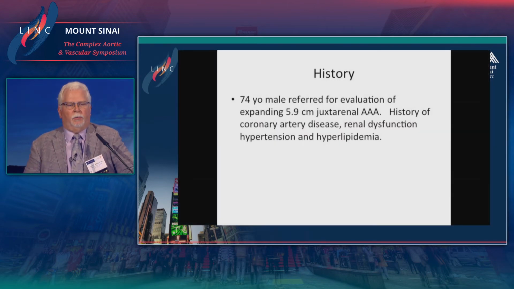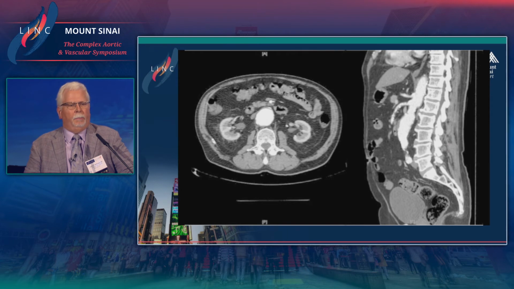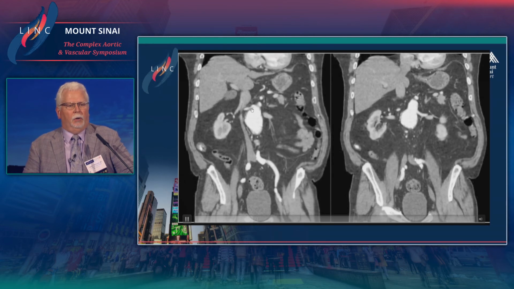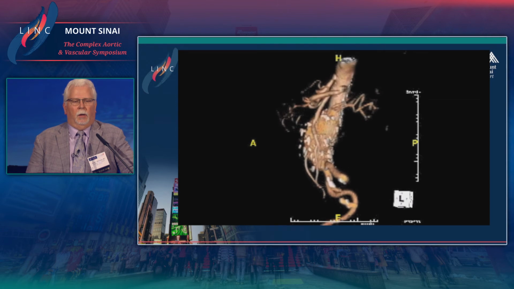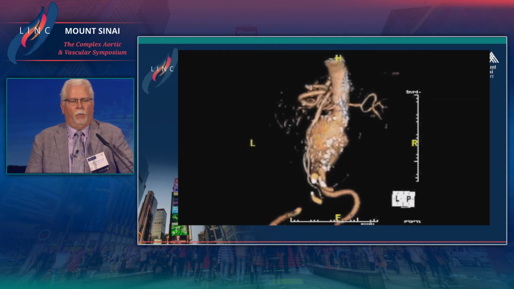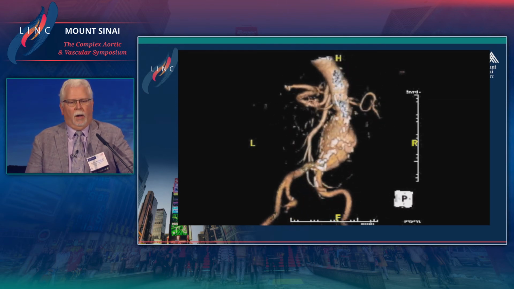This is our case. A 74-year-old gentleman has a 5.9 centimeter aneurysm, coronary artery disease, renal dysfunction, and hyperlipidemia. Here's his, again, coming up the SMA. You can see the aneurysm here. There is some disease up here, but still the main aneurysm component really comes right up to the renals. Here you can see the right renal artery coming off with the aneurysm extending right up to it, and same for the left renal artery. So this is truly a juxtarenal aneurysm and one that was a good candidate for the off-the-shelf pivot graft.